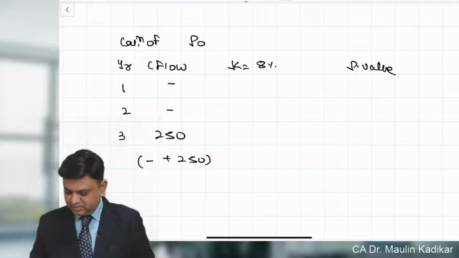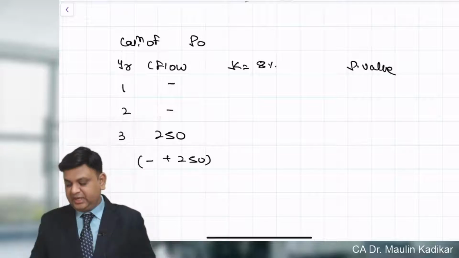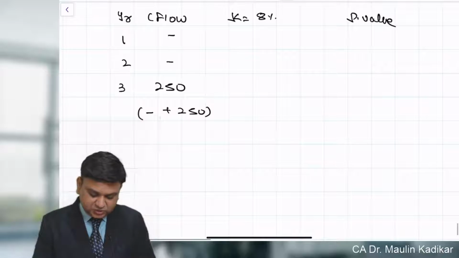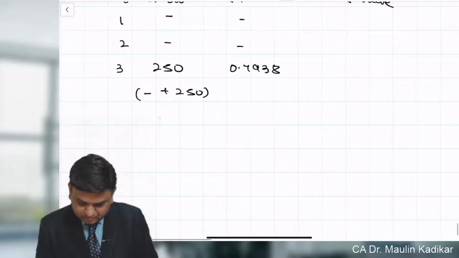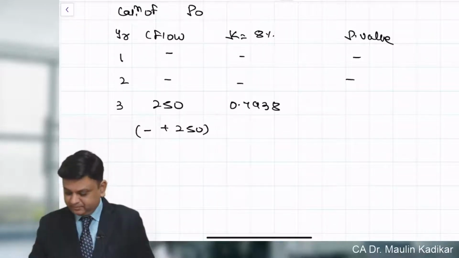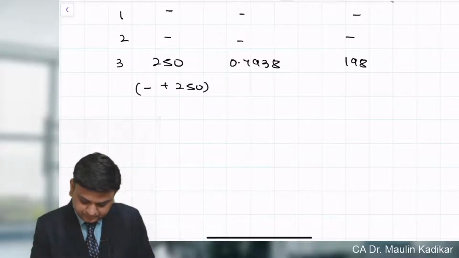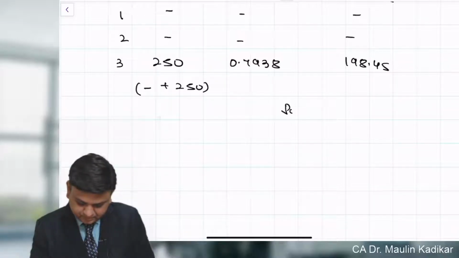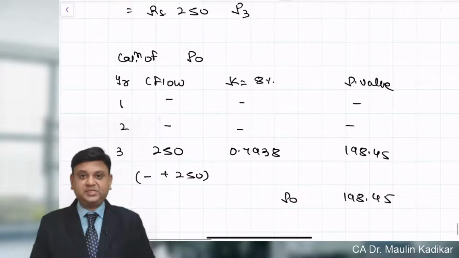At 8%, the first year factor is 0.9259, it is of no use. 0.8573, it is of no use. 0.7938, that is useful to us. So 250 into 0.7938 comes to 198.45. That is the way the P0 is found.